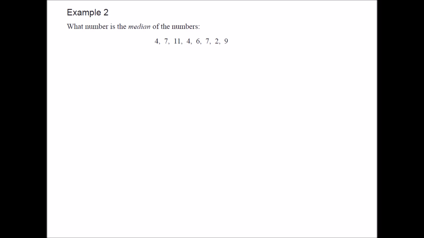So in example 2, what number is the median of these numbers? So the first thing to do again is to write them out in size order. So 2, 4, 4, 6, 7, 7, 9, 11. Now, where's the middle here? Well, actually, there are 2 numbers in the middle, the 6 and the 7. So to find the median here, we want to find the middle of those 2 numbers.